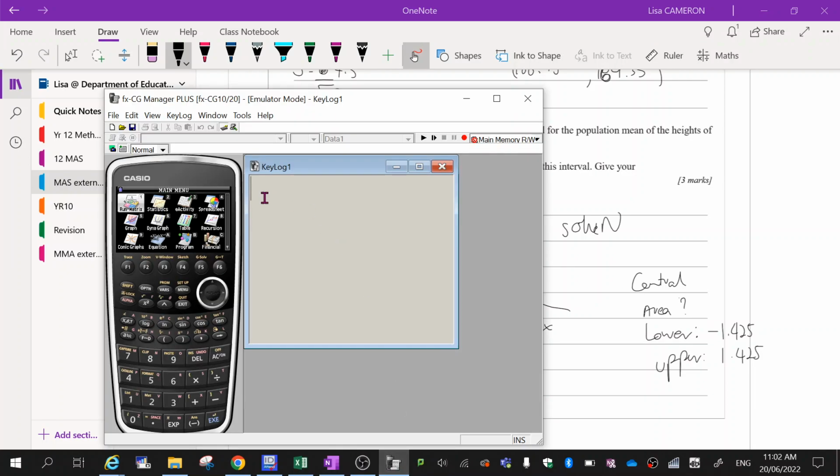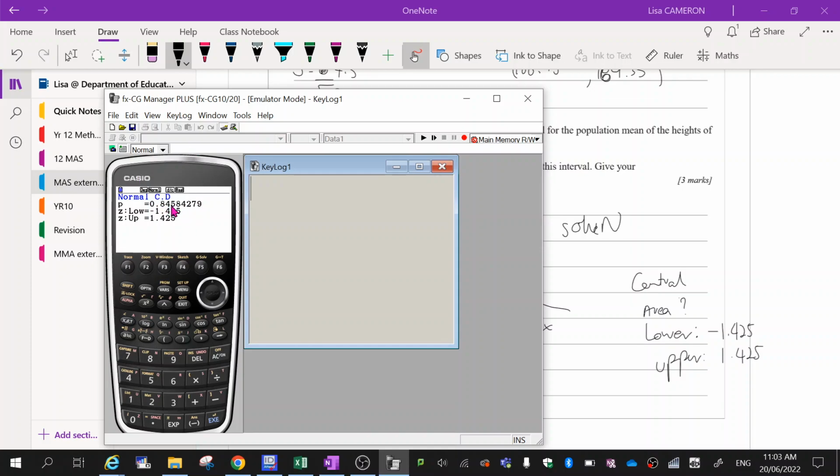So in order to find that, I'm going to go statistics, distribution, normal, inverse normal this time. Now, actually, sorry, we want the area, which means we're not going into that one. Distribution, normal, NCD. Now I can input my lower is negative 1.425. My upper is 1.425. I'm going to leave my standard deviation and my mean as they are. Press execute, and it tells me the probability of that happening, to 4 decimal places.